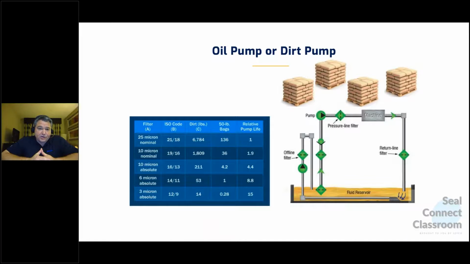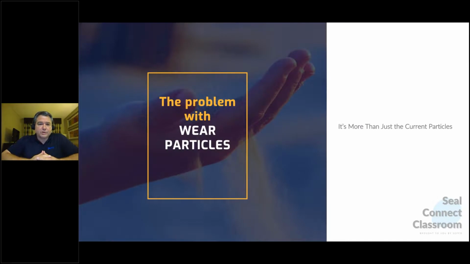But going down to 3 micron filtration, it can drop you from 136 down to just over a fourth of a sandbag. 6 micron gets you to 1 sandbag. So I would much rather have 1 sandbag per year passing through my hydraulic system. And so you can start to connect the dots and see how SKF's post-mortem stuff connects to what we do in real time. So great reference chart. Really like that one.